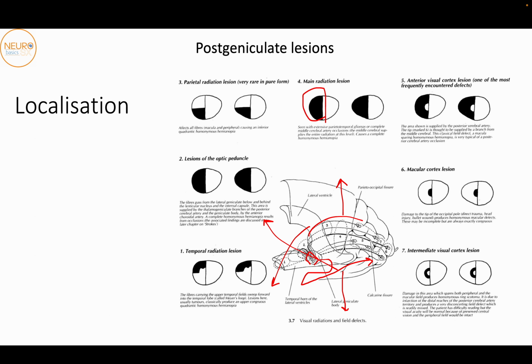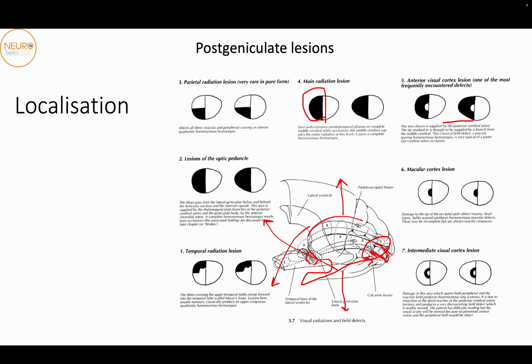Okay. Now, at the level of the calcarine cortex, we know that the superior cortex corresponds to the superior retina or the inferior field. The inferior cortex corresponds to the inferior retina or the superior field. The occipital pole corresponds to the macula. So usually when you have a visual cortex lesion, for example, a PCA infarct, you're going to get a macular sparing hemianopia because the macula is also supplied by the MCA branch. This is a macular sparing hemianopia.